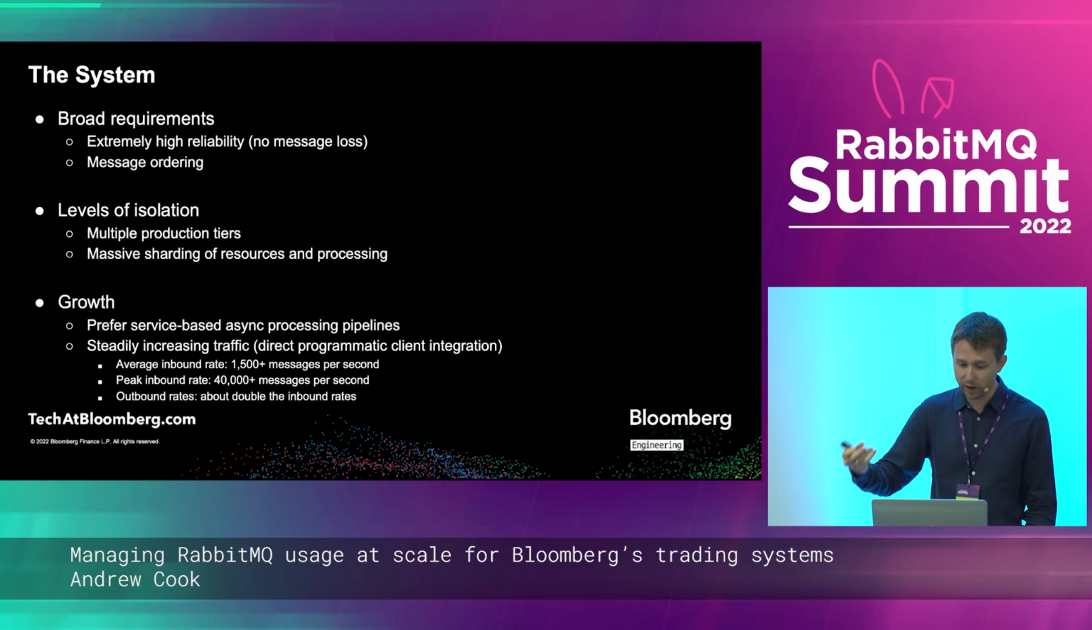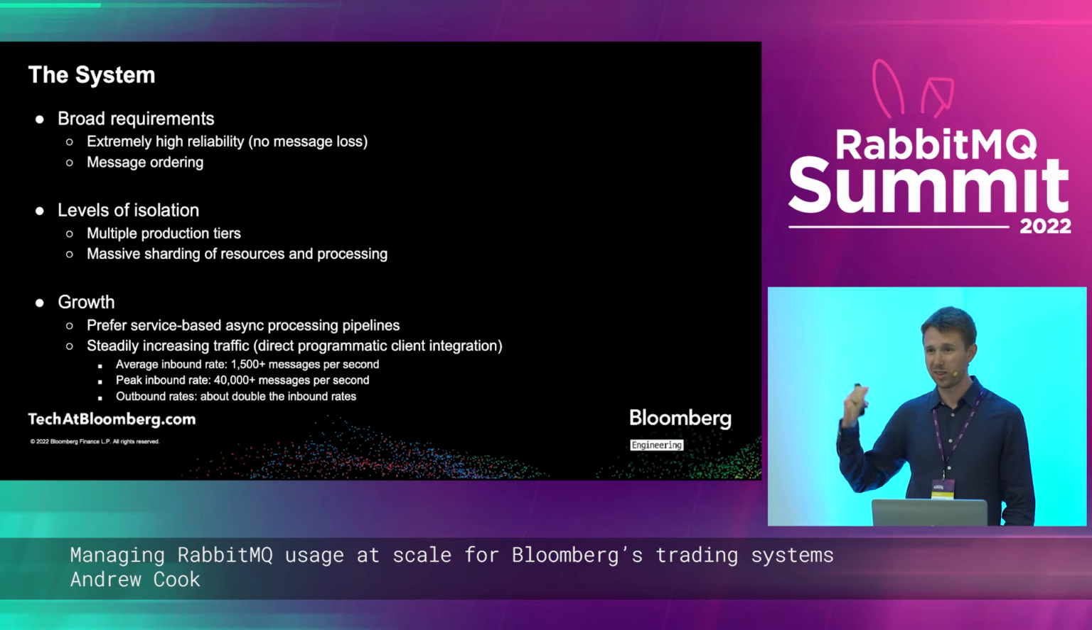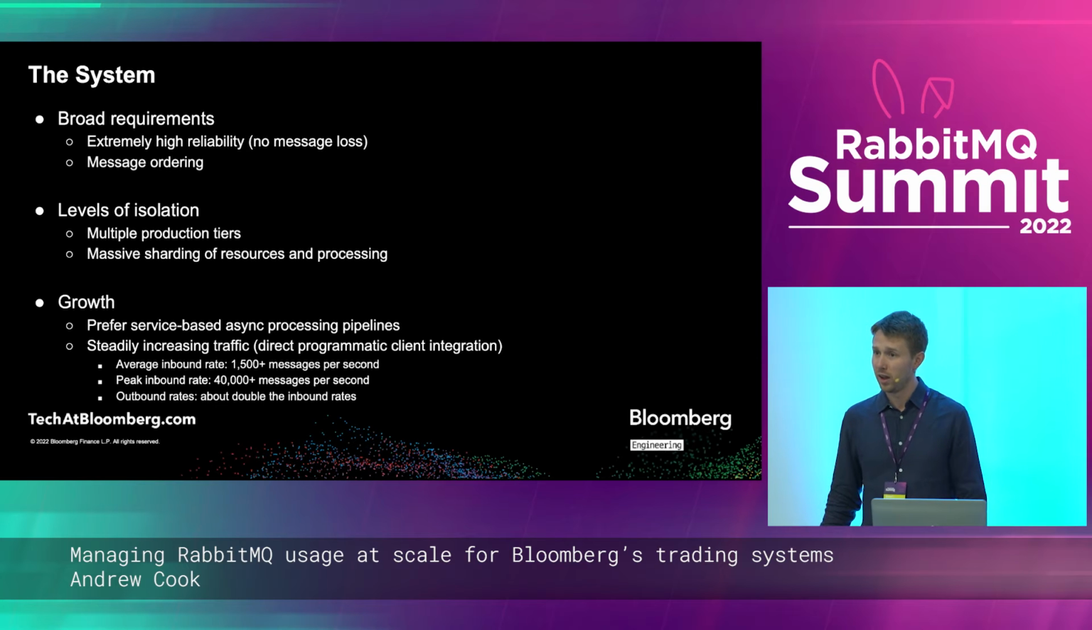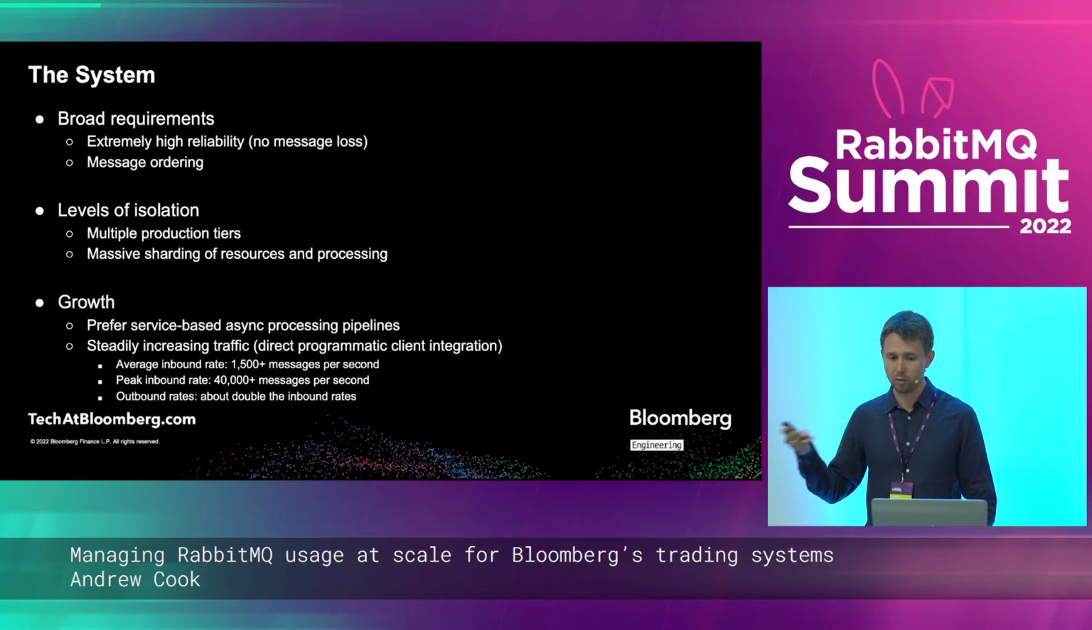And just because this is RabbitMQ, I think you probably all understand inbound rate and outbound rate are different. Our outbound rate tends to be about double. So there might be a 2 times replication factor in terms of how many messages go out.